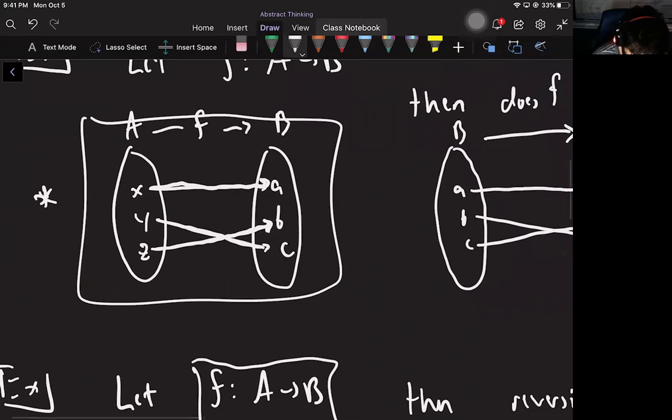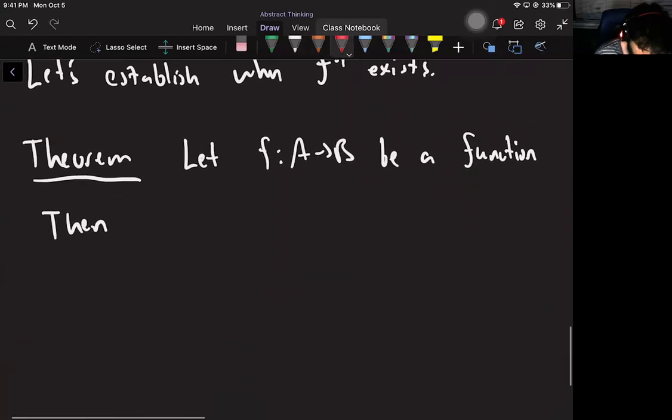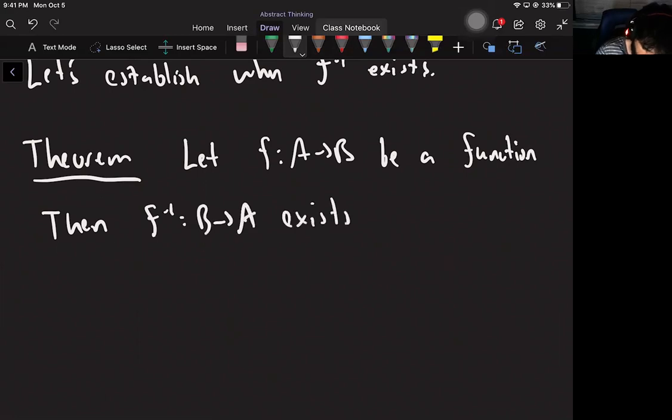If you have that, then when you want to send things back, you know exactly where it should go. It should go there. It should go there. You don't have any of these overlap issues. So that's what it takes. It takes f being bijective. So that's what we're going to write here. So then f inverse exists. We're establishing a situation where it exists, and this is the only time it exists.